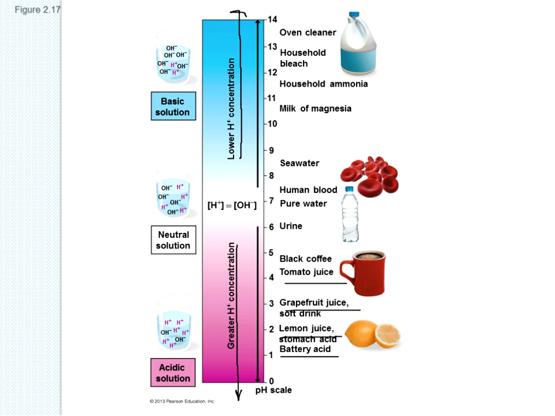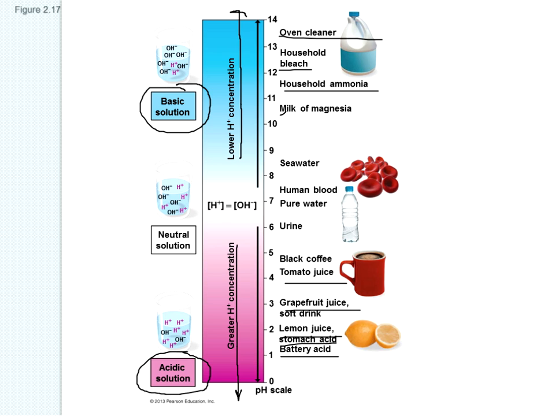Tomato juice, grapefruit juice, lemon juice, battery acid, stomach acid. As you get a lower number, you get more acidic. As you get a higher number, ammonia, bleach, oven cleaner, you get more basic. Higher number is more basic, lower number is more acidic.